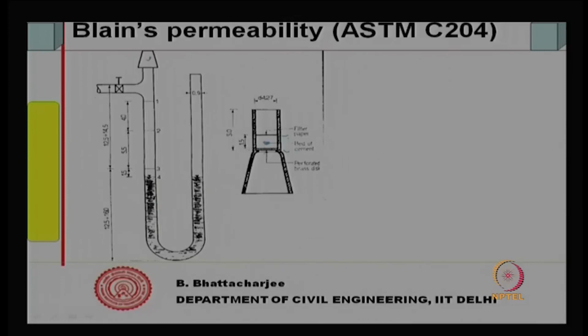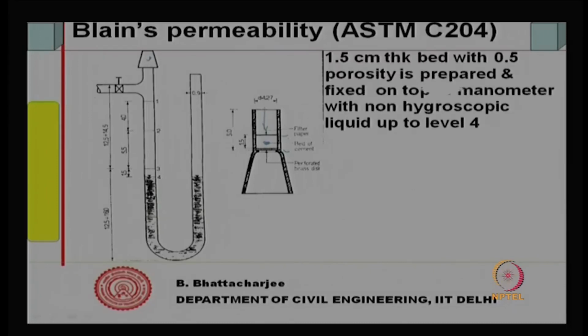It has a perforated brass disc. It is placed here. There is a filter paper here, so nothing will go out of the filter, and they put the plunger from the top. So, put the plunger on top and fix this dimension, 1.5, etc., and then put it here. It is fixed here. Now, you have a manometer. This 1.5 centimeter thick bed with 0.5 porosity is prepared and fixed on top of a manometer, which is filled with a non hygroscopic liquid to this level.